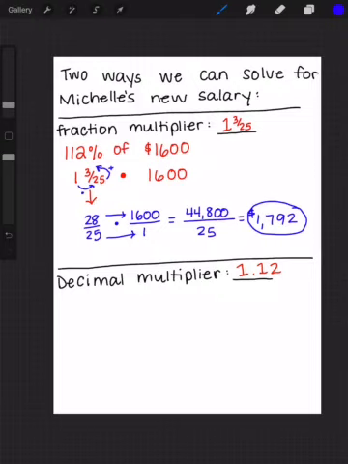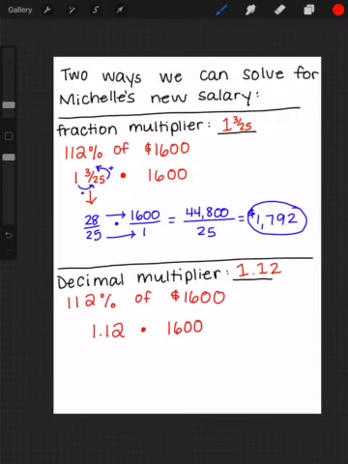Let's see that the decimal gives us the same answer. Okay? So again, we're still finding 112% of 1,600. This "of" is our multiplication of 1,600. Our 112% we are writing as our multiplier 1.12. Okay? So then I have 1,600 times 1.12.